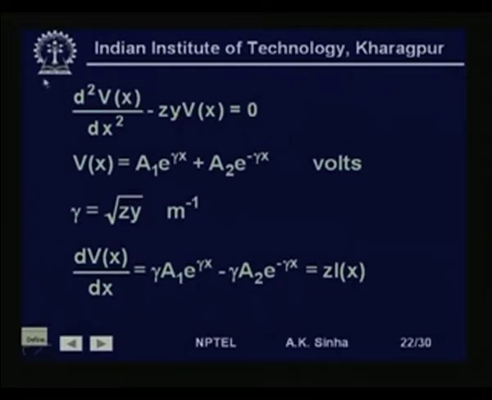Now, this is a second order homogeneous equation, and we know the solution for this equation can be obtained in this form, where V(x) will be given by a1 e to the power gamma x plus a2 e to the power minus gamma x volts. So, this will be a general solution for this second order differential equation, where gamma is equal to root z y, and the unit for this will be per meter.